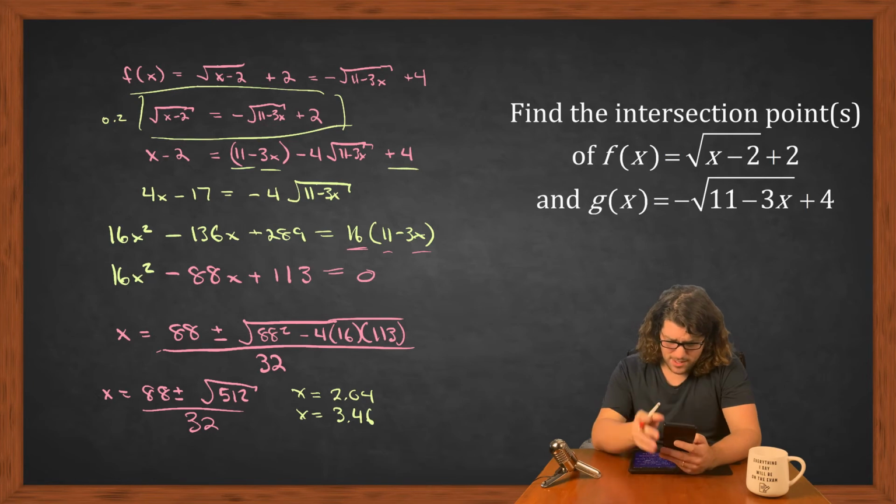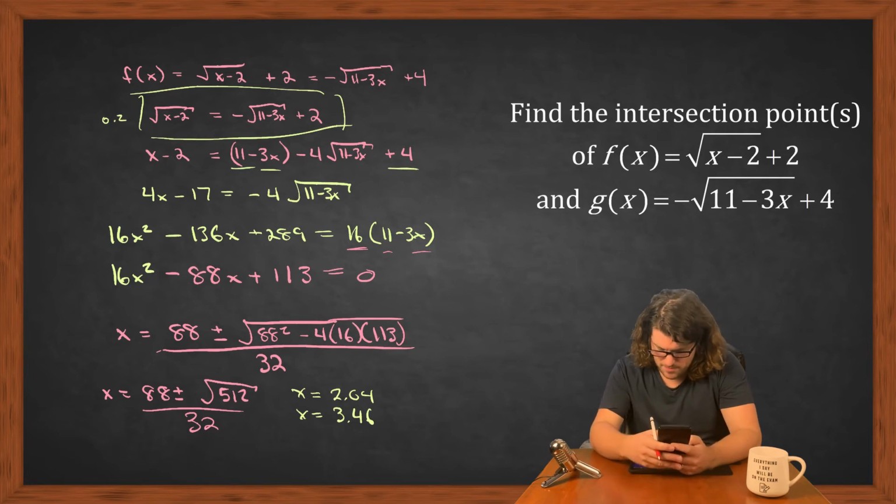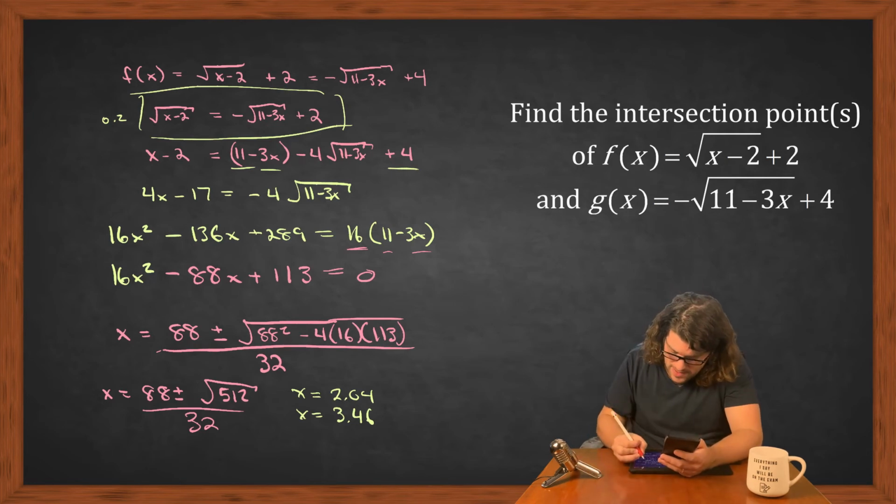And on the other side, I'm going to get the square root of 11 minus 3 times 2.04. Well, I didn't use brackets. So let's try that one more time. 11 minus 3 times the 2.04, and then we'll take the square root of that. And we'll throw a negative sign on the front, and we will add that to 2. And so I end up getting, in that case, negative 0.21 if I'm rounding.